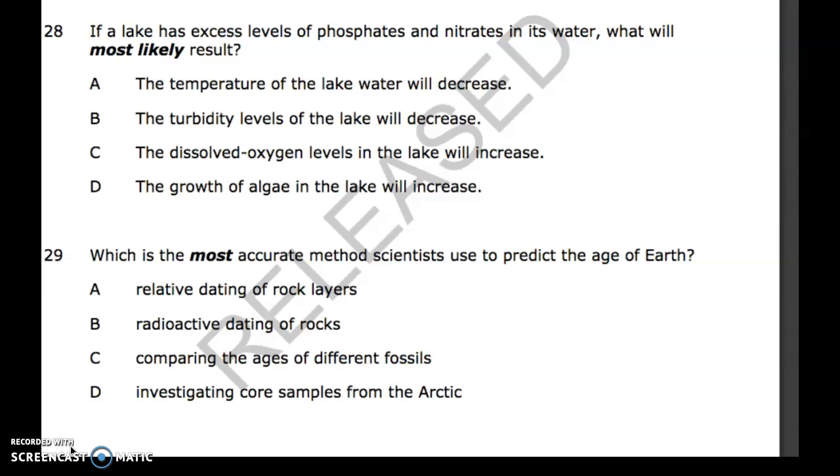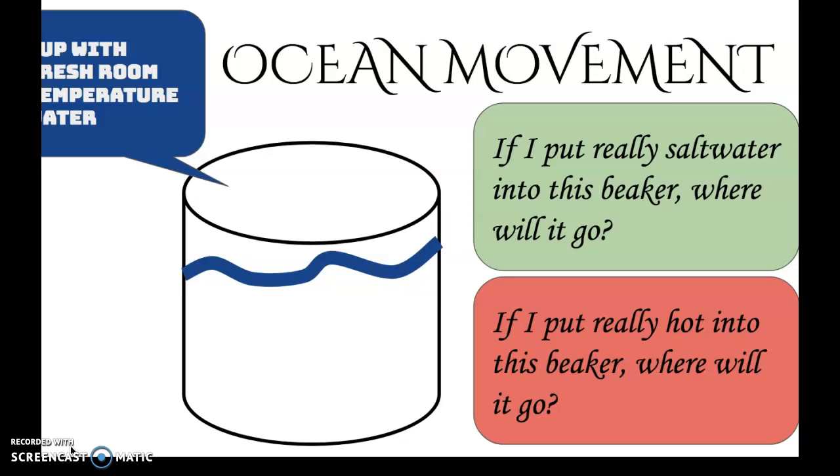If a lake has an excess level of phosphates and nitrates, we know that phosphates and nitrates are linked to plant growth. So does any of these have to do with plants? D does. We know that if we have more nitrates and phosphates, we will have more plant growth. So that correctly answers the question.